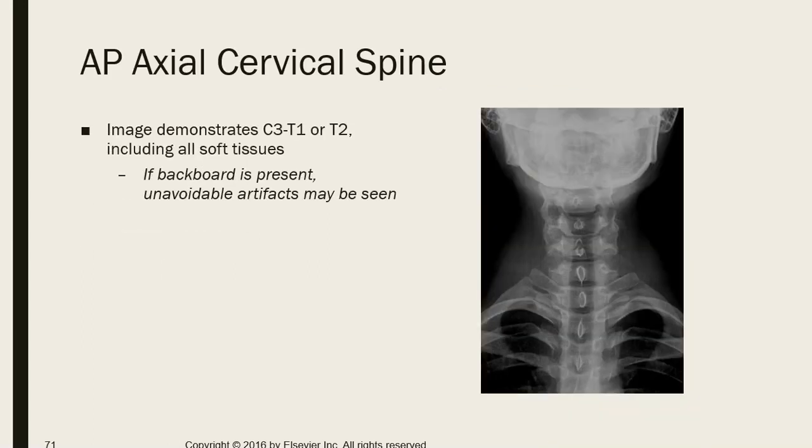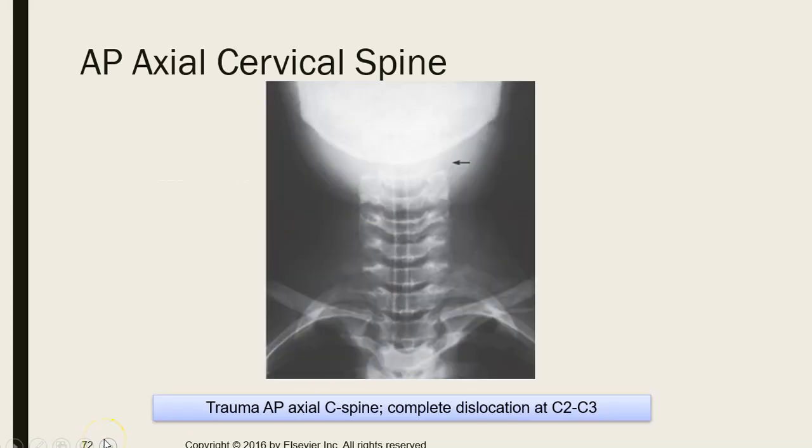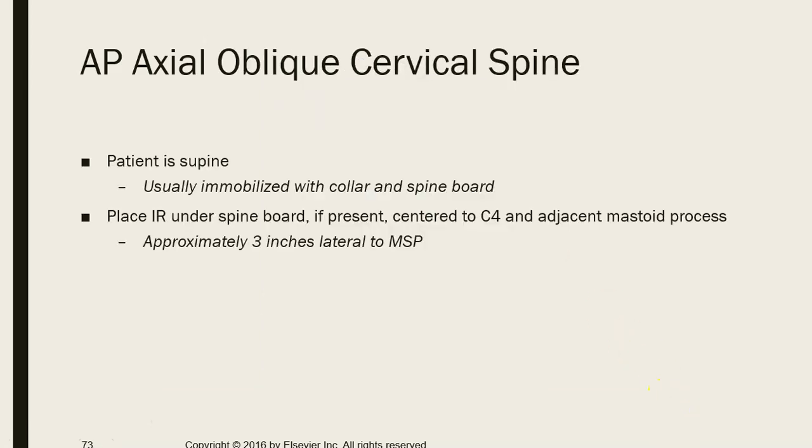Our image demonstrates C3 through T1. Sometimes we can see T2, and if the backboard is present, we may have some unavoidable artifacts. But you can see here's C3, and then it goes the whole way down to T2, T3, and part of T4. And this would be a trauma one that was done, and you can see there is actually a dislocation in there. So it's a pretty cool looking pathology.